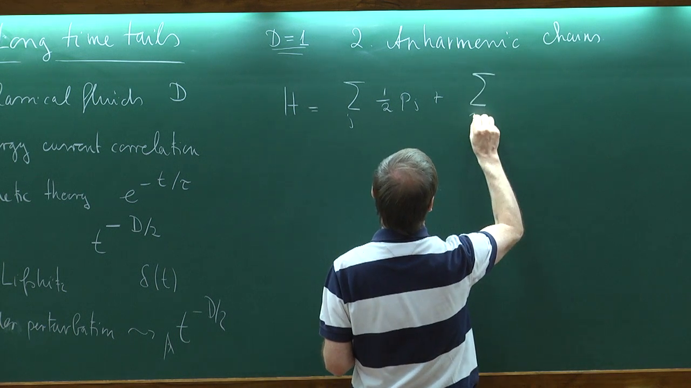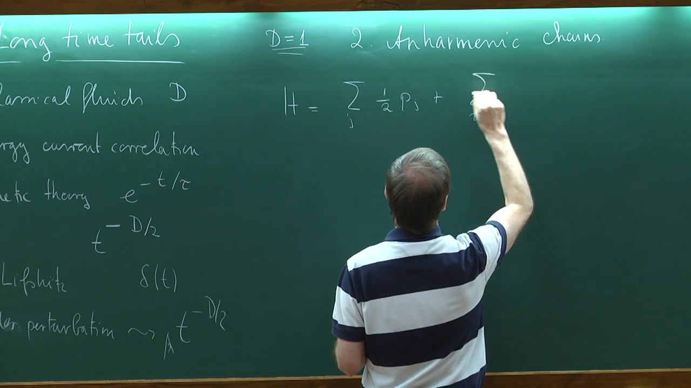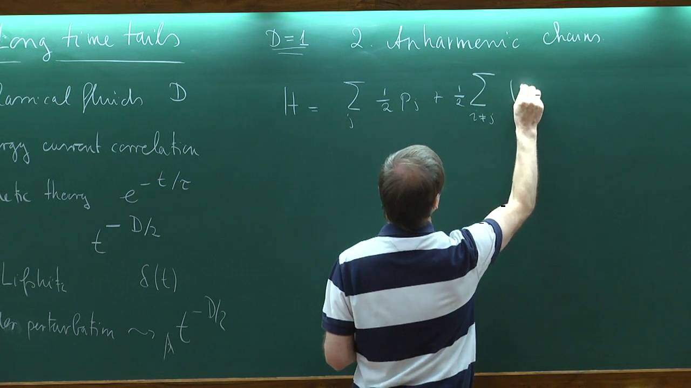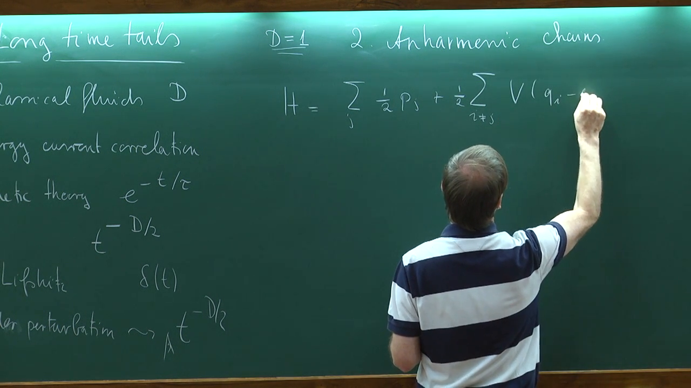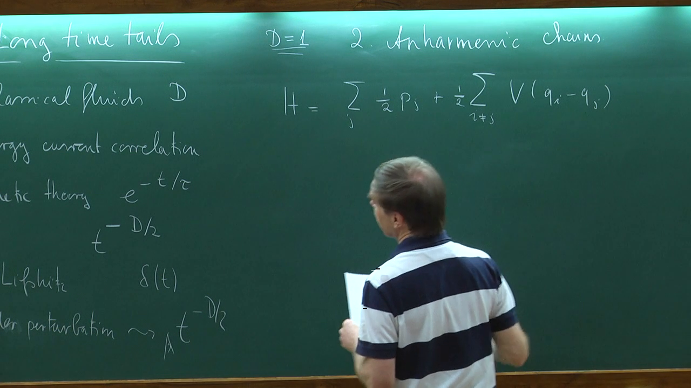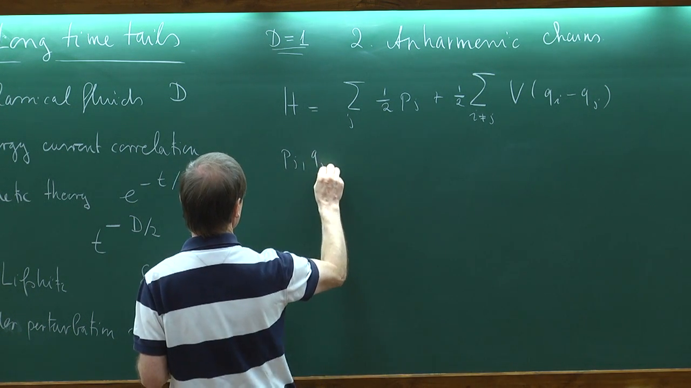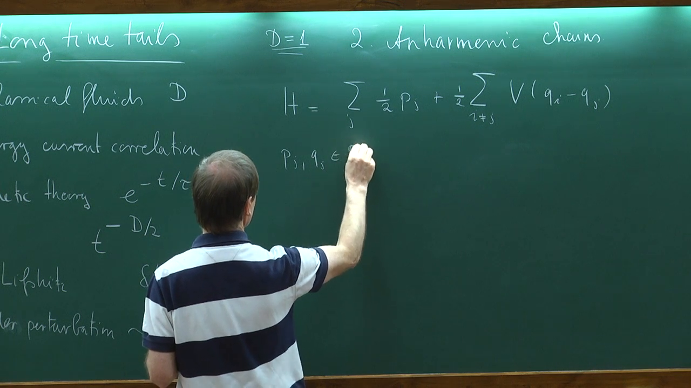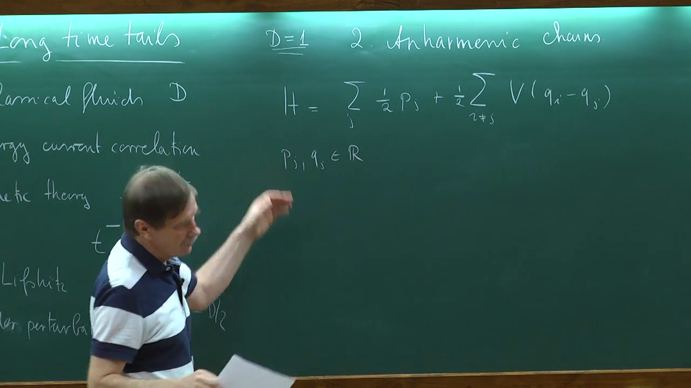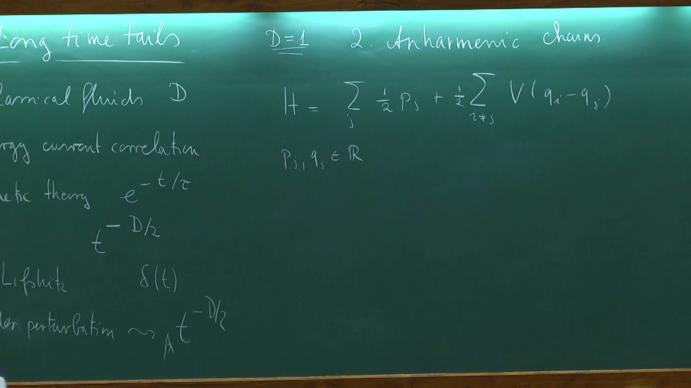So there will be a sum over i. So there will be some interaction potential. So this would be 1-dimensional. Here my p's and the q's, they are in R. Well, maybe the q's, maybe I want to put this on a ring, but at the moment I don't think too much about boundary conditions.